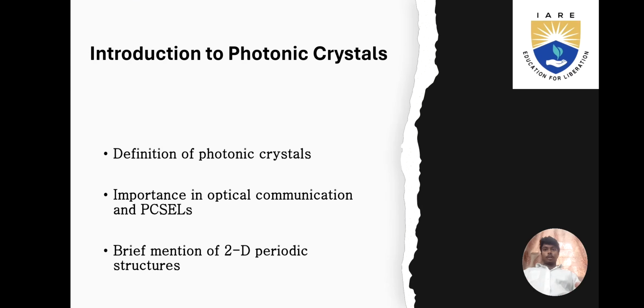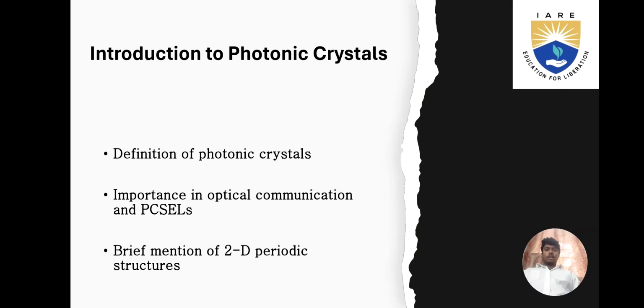Introduction to photonic crystals. Definition of photonic crystals. Photonic crystals are engineered materials characterized by their periodic variation in their dielectric constant or refractive index. They influence the propagation of light similarly to how semiconductors affect electrons, creating photonic band gaps, frequency ranges where light cannot propagate through the structure.